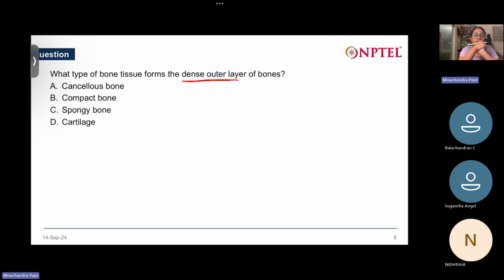What is it called, or what is it composed of? Is it B, ma'am? Yes, it's B. It is actually called compact bone.